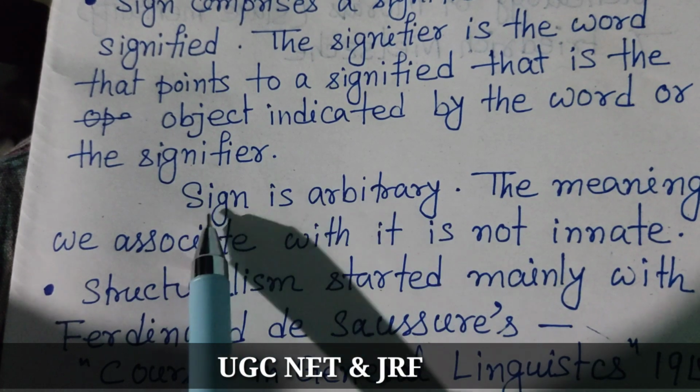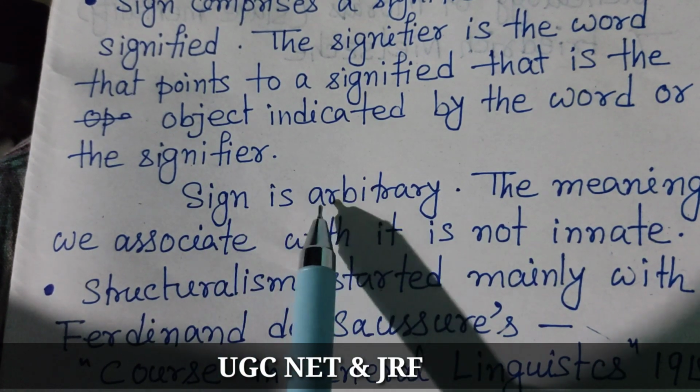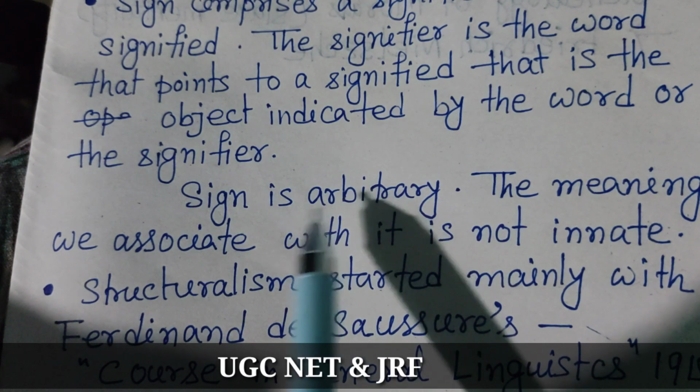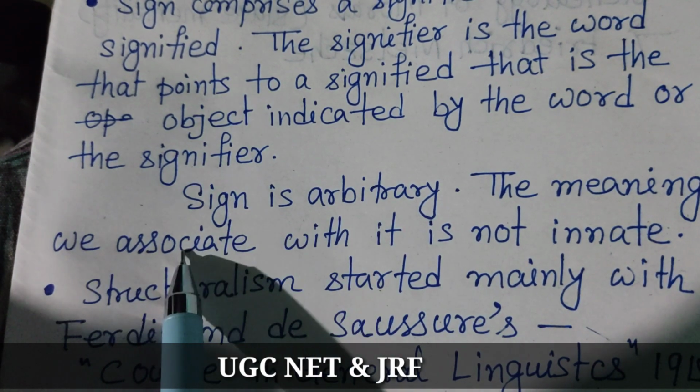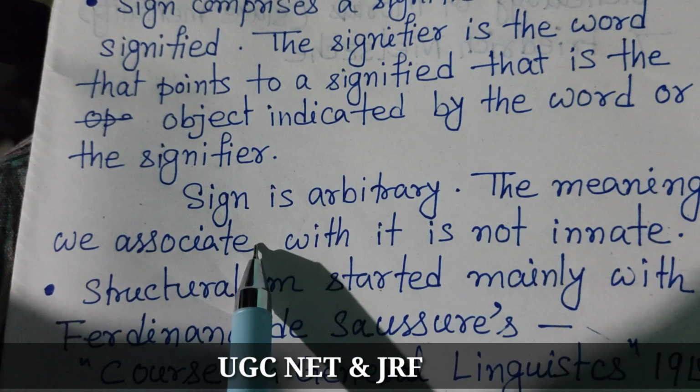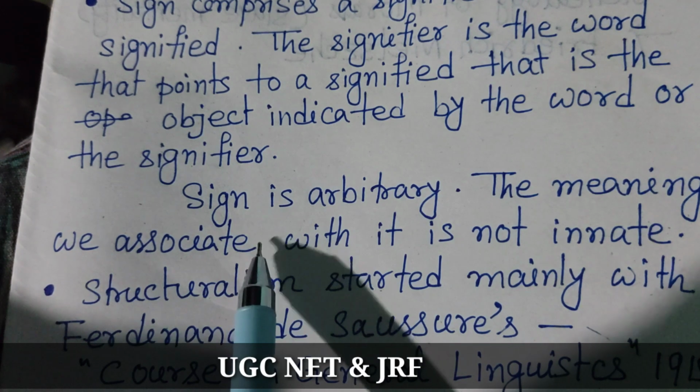The meaning associated with sign is not innate. It is arbitrary. It is attributive. It is assigned. It is forcefully associated with it. Whenever we say bowl or whenever we say a pot, something comes in my mind, because we have practiced it a lot right from the beginning of our childhood. That is why it is coming in our mind. We have repeatedly practiced that.